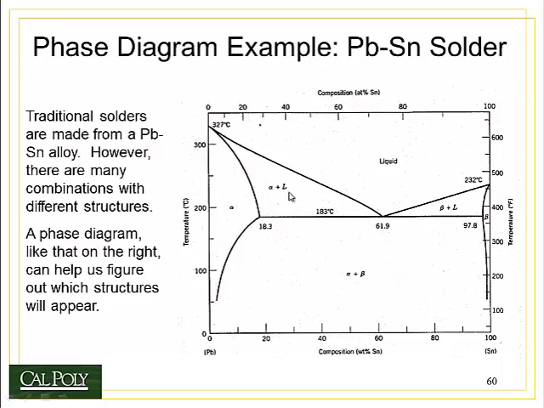Now in addition, there are multiple phase field regions. So for example, I have an alpha plus liquid region where I have both solid alpha and liquid present at the same time. I can have beta plus liquid present at the same time. And I can have alpha and beta, both solids, present at the same time. And just in case it wasn't clear, whenever I have a Greek letter, that represents a solid phase.